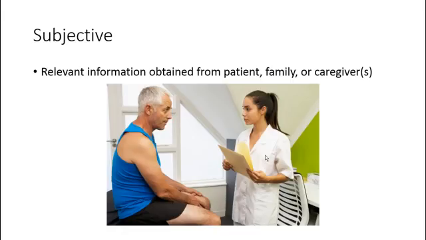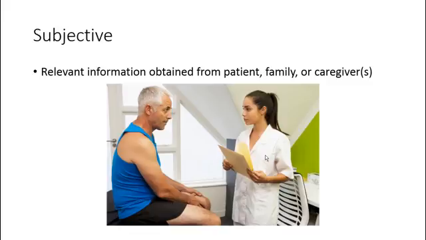So I'm not crazy about the word subjective. I think it implies that the information coming from the patient isn't as accurate or as trustworthy or as solid as the information we might collect. But this is the word that we're stuck with. It's information about the patient that's important to their physical therapy care that we get from the patient. We could also have this information from a family member or a caregiver.